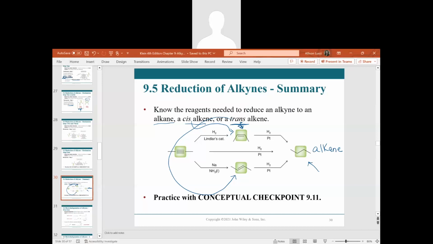So we could stop at the cis alkene up there, and then if we used our metal dissolving instead of a poison catalyst, if we took the bottom route, we would end up with the trans alkene, and then once again we could add more hydrogen to that using a platinum catalyst, and then we would result with our alkane product. So we will continue with section 9.6 next time.